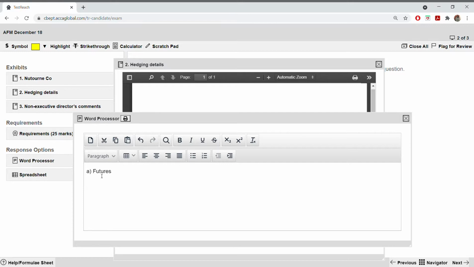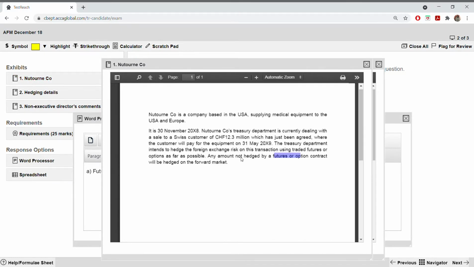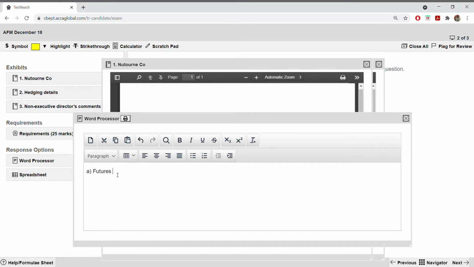It's better that you write the duration of the time so that you don't get confused whether it's for 3 or 6 months. If you see here the hedging details, they have given you 3 and 6 months. We have to read here for the dates and all. So it is 30th November 2008 and they will pay on 31st May 2009. Just calculate the time. It is 6 months. So definitely they will be needing the 6 months future.